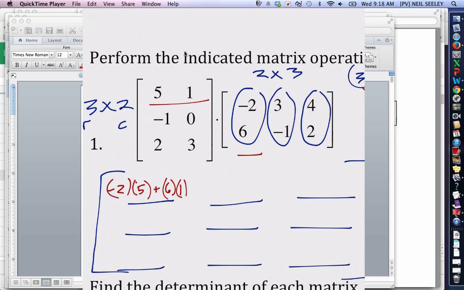That's actually my first entry, the product of the first two terms in that right-hand matrix by the first two horizontal terms in the left-hand matrix. You do the product of each component individually, and we add them together.